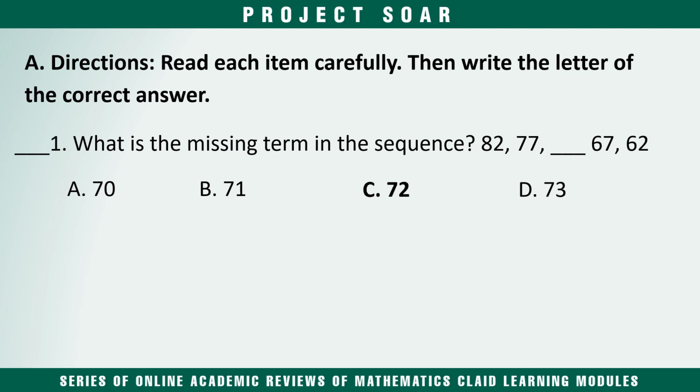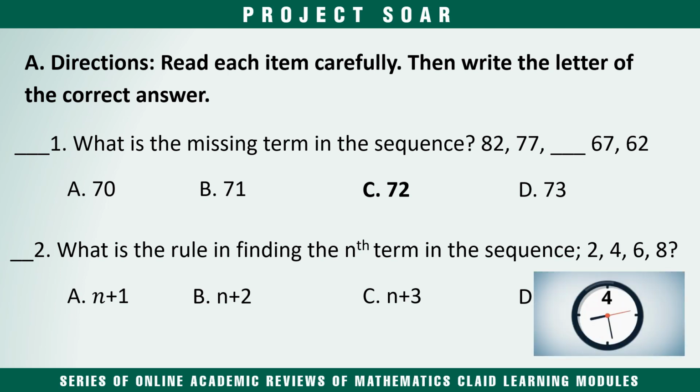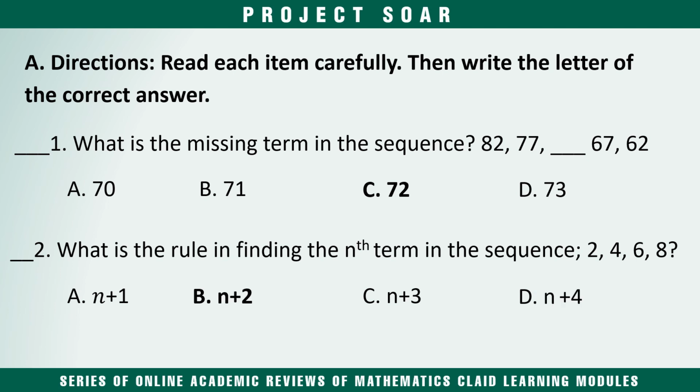If your answer is letter C, you're correct. Number 2. What is the rule in finding the nth term in the sequence 2, 4, 6, 8? A. N plus 1. B. N plus 2. C. N plus 3. Or D. N plus 4. If your answer is letter B, you're correct.